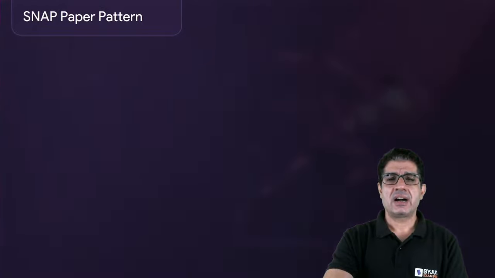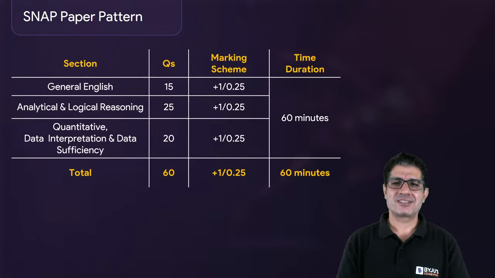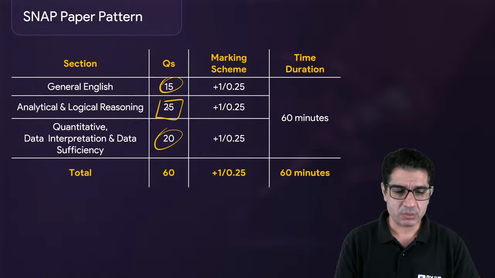So here is a brief bit on the paper pattern for those of you who haven't bothered to check it yet. 60 minutes, 60 questions divided into 3 subsections. There is no sectional time limit, there is no sectional cutoff. Marking scheme is +1 minus 0.25, and the division is 15 questions which are pure English, 20 questions which are quant DI DS, and then 25 reasoning based questions.